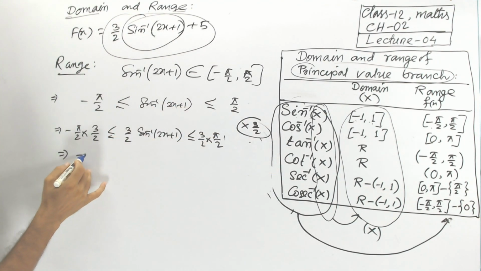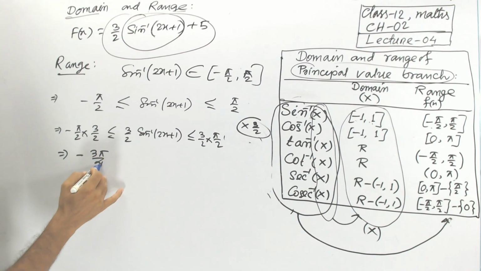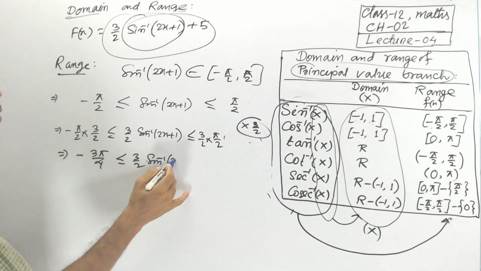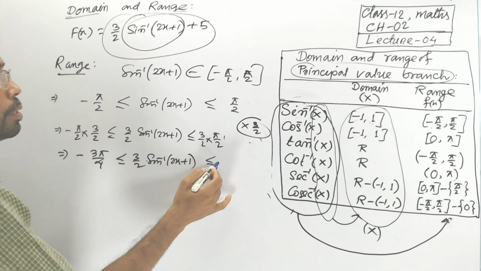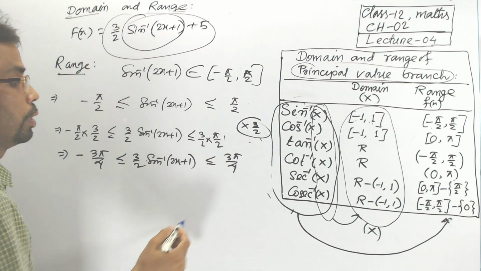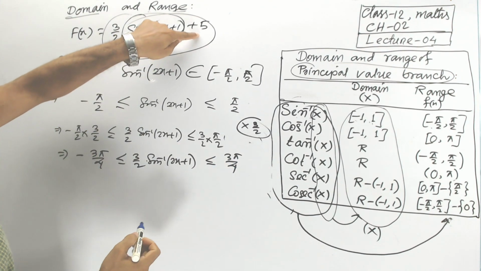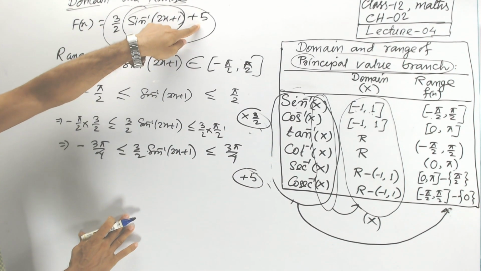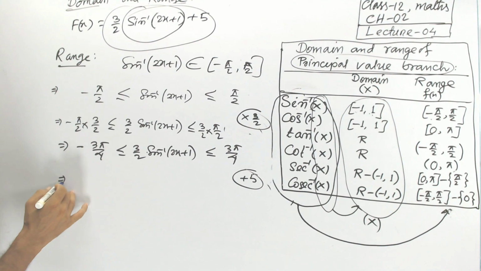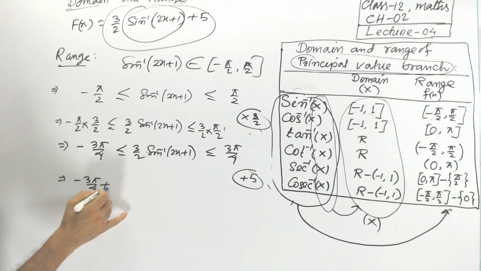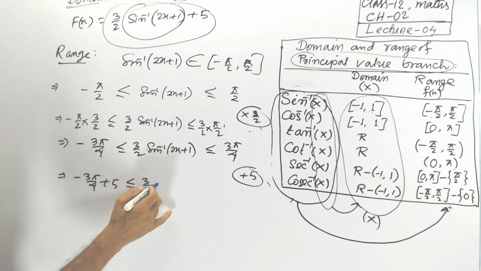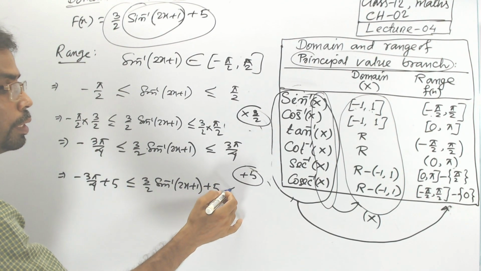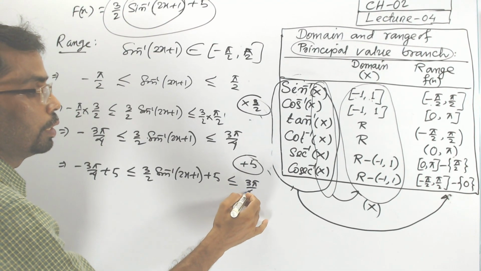So I am getting -3 pi by 4 less than equal to, this is remaining as it is, and what it is, 3 pi by 4. Then we have to bring another 5 here, +5. So for which we have to add 5 in each term. We need another 5. So I'll add 5. -3 pi by 4 plus 5 less than equal to this term also +5, and third term also adding 5.